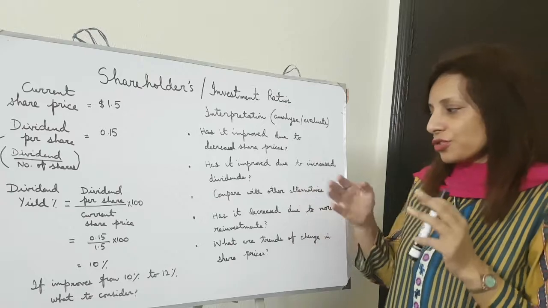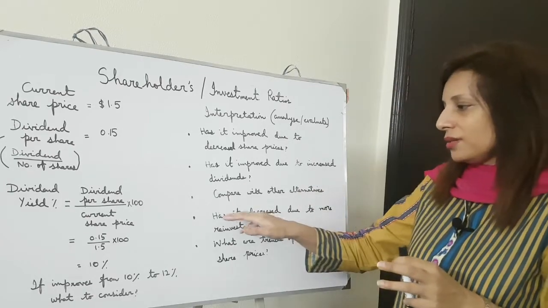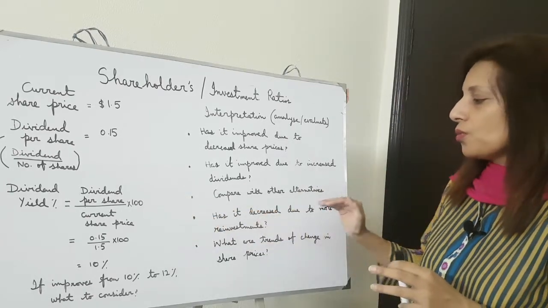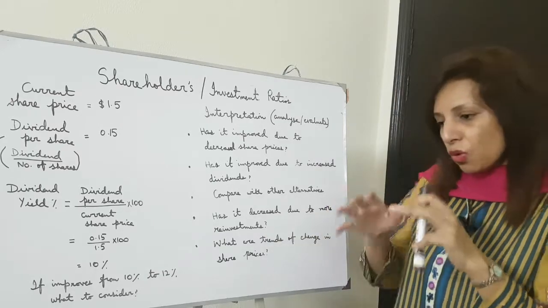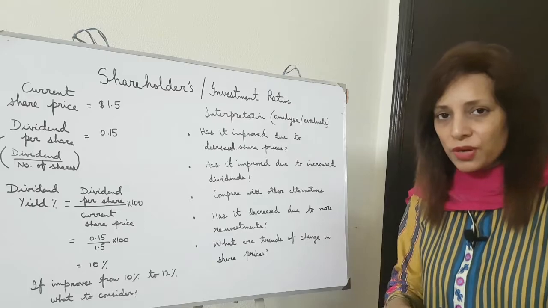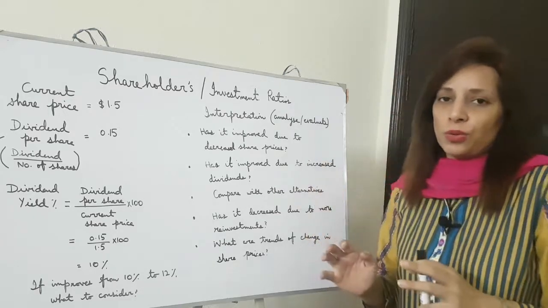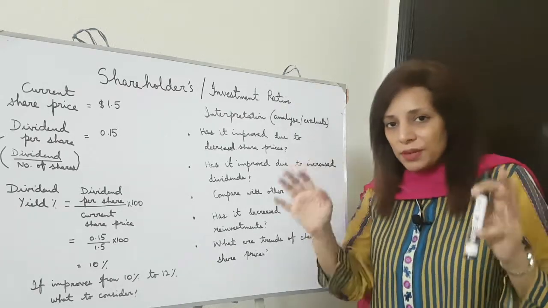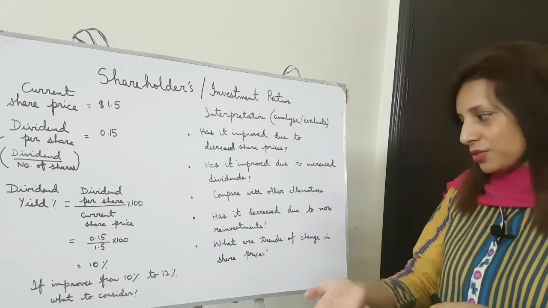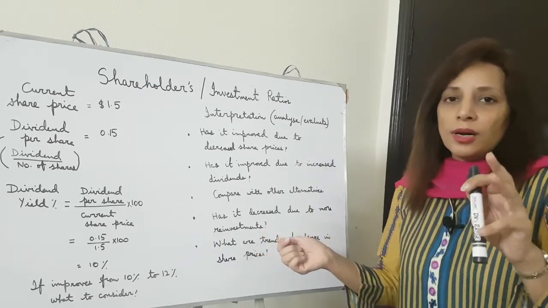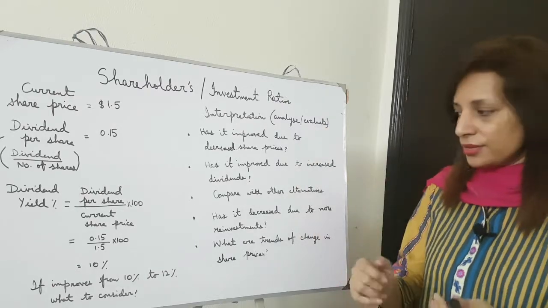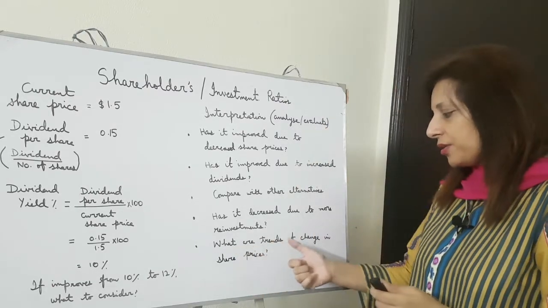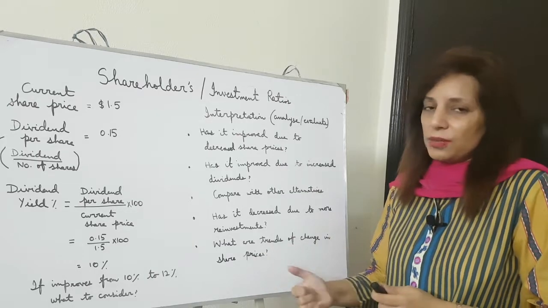Another point which shareholders must consider is, has this ratio decreased due to more reinvestment? Sometimes it happens that the management keeps more profit with the business as retained profit, and they distribute less to the shareholders because they have some bigger future plans for the business to invest in. Then it is not a bad option to invest in, because in the long run you will get more returns. And lastly, what are the trends of change in share prices?